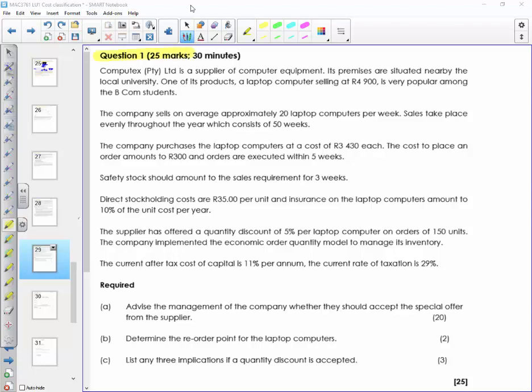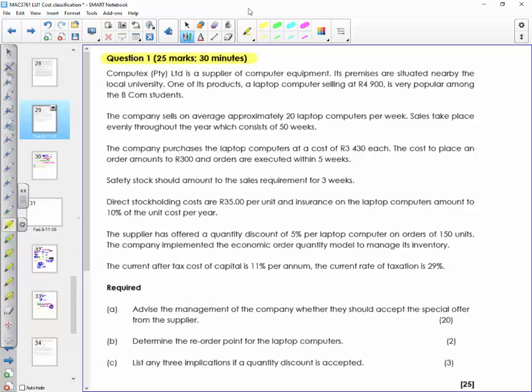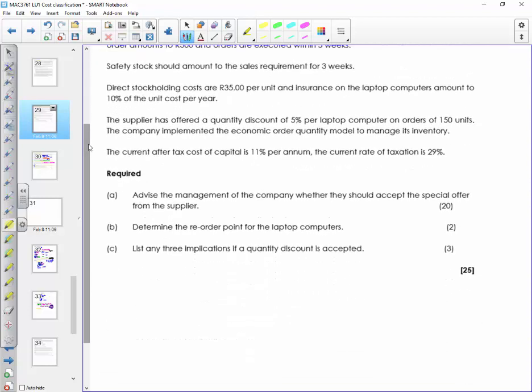To illustrate the type of question they could ask on this whole economic order quantity, let's do question 1 together. Normally when you start a question, my advice is to read the required. Often in the exams, assignments and tests, they've got a 3-page set of information and at the end the required. So it's always a good idea to get an idea of what they want you to do, so that when you read the question you pull out the necessary information.